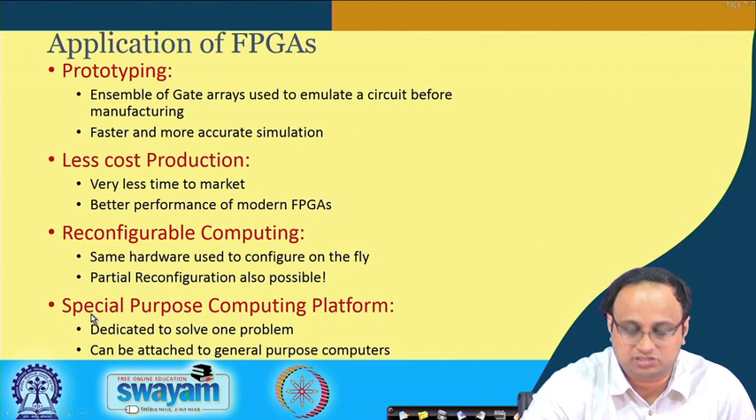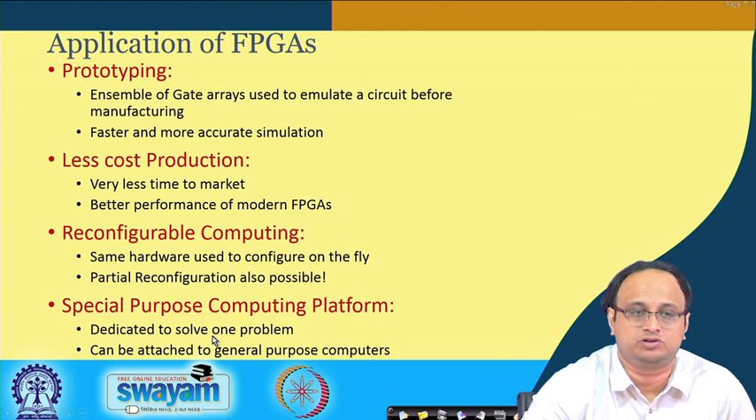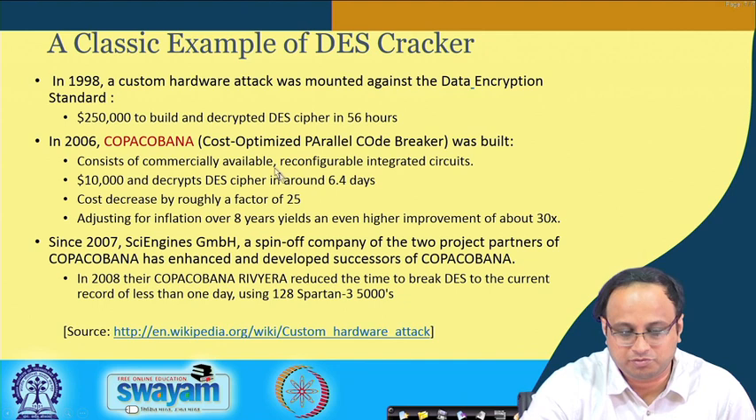Then also you can develop special purpose computing platforms. So for example, dedicated to solve one problem, and this is exactly where you can bring in crypto, because in crypto, right, you need to solve dedicated problems, and therefore in this context you can try to develop FPGA accelerators, okay.